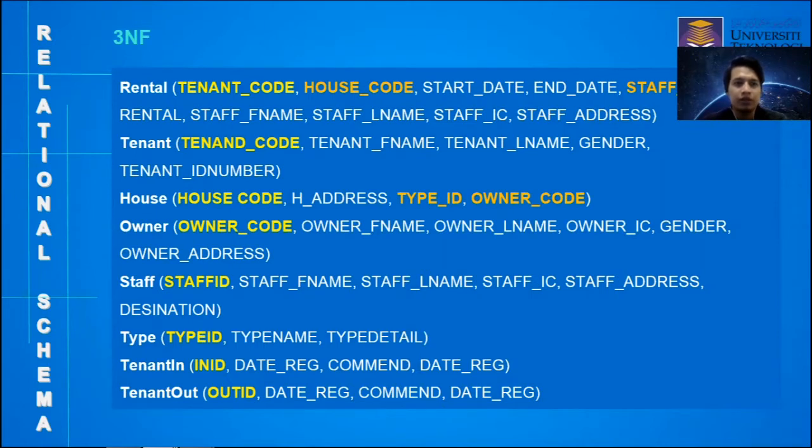Okay, so now I will present the relational schema. So this is the third normal form. We got rental. In the rental entity, we got the tenant code, house code, start date, end date, staff code, rental, staff name, and so on. And then we also got another entity, which is the tenant, house, owner, staff, type, tenant in, tenant out. And for every entity, they got their own primary key and foreign key.